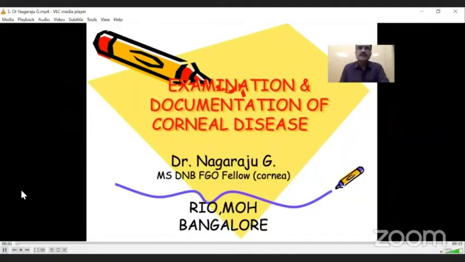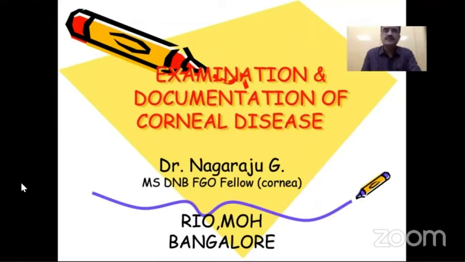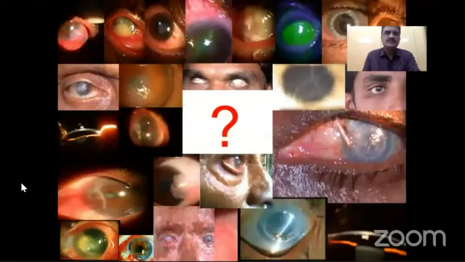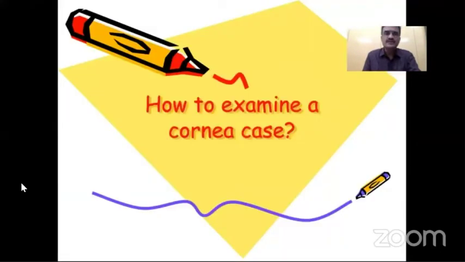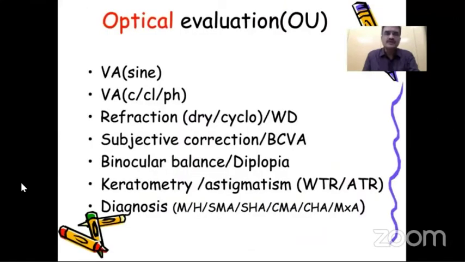At the outset, I would like to thank the organizers of COSCON for giving me an opportunity to hold this PG refresher course. I'll be speaking today on examination and documentation of the corneal diseases. We see a plethora of corneal diseases like this. How do you examine these cases and how do you put it on paper? Of course, you have to do a complete ocular examination, assessment of the vision.